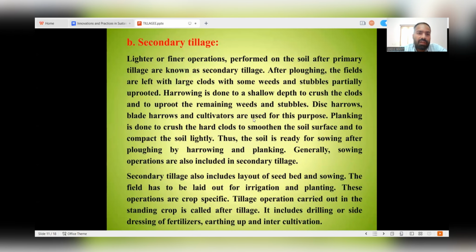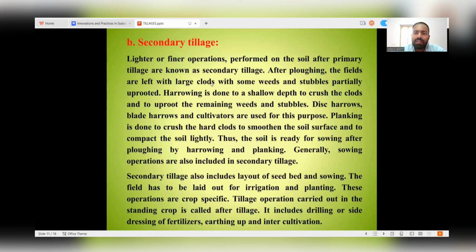Okay, moving on to the next, secondary tillage. What is secondary tillage? The lighter or finer operations performed on the soil after primary tillage are known as secondary tillage. After plowing, the field is left with large clods with some weeds and stubbles partially uprooted. Harrowing is done at a shallow depth to crush the clods and uproot the remaining weeds and stubbles. Disc harrow blades and cultivators are used for this purpose. Planking is done to crush the hard clods, to smoothen the soil surface, and to compact the soil lightly.